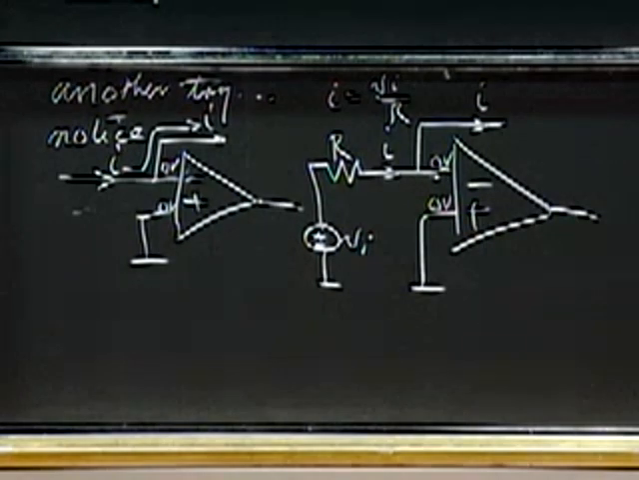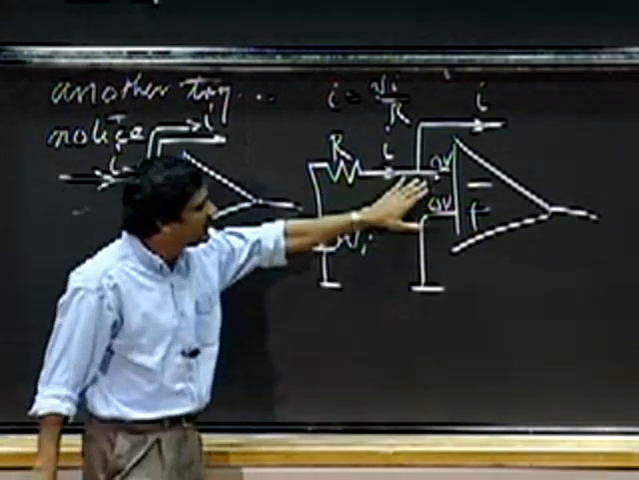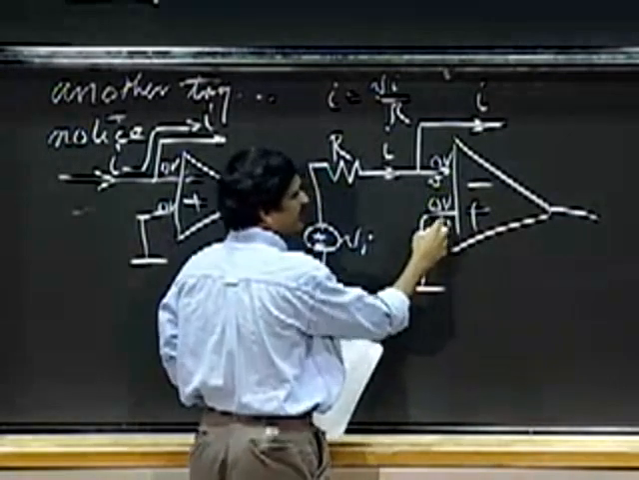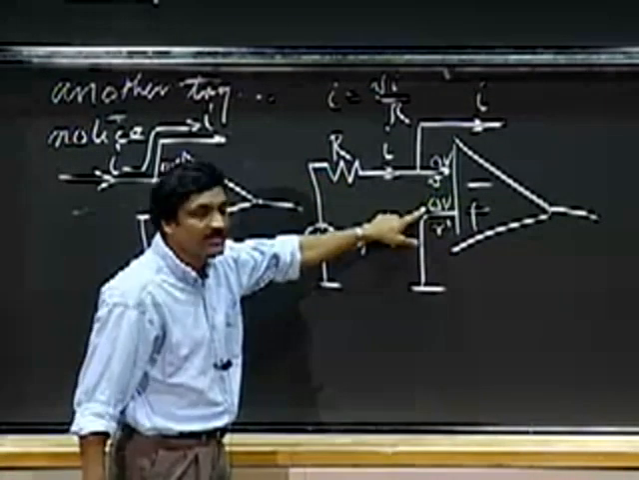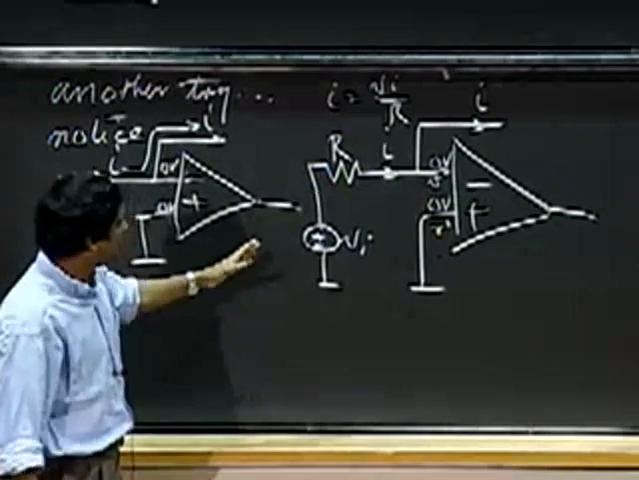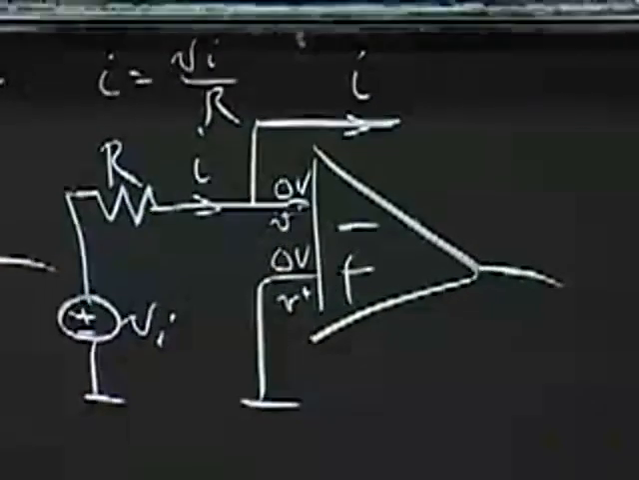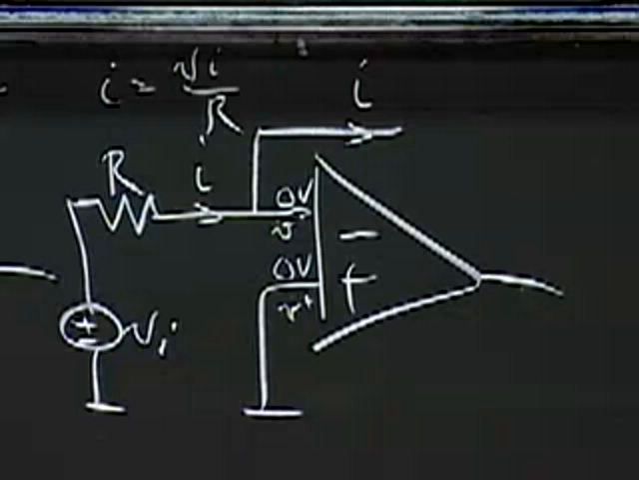So by using an op amp and using the fact that the minus node here, V minus, is at the same potential as V plus when there's negative feedback, I can stick a resistor here, and because this is 0, the current here is simply VI divided by R. I've gotten to the first place.